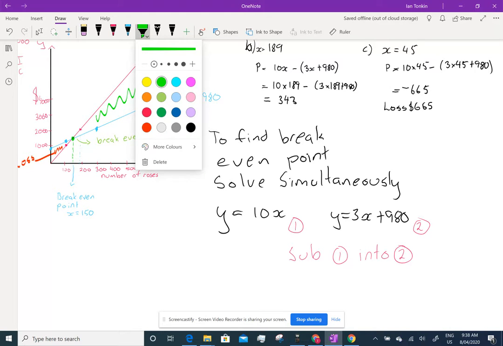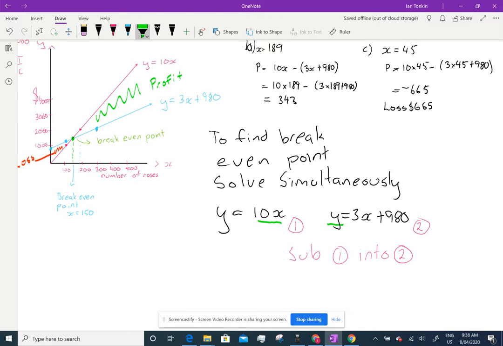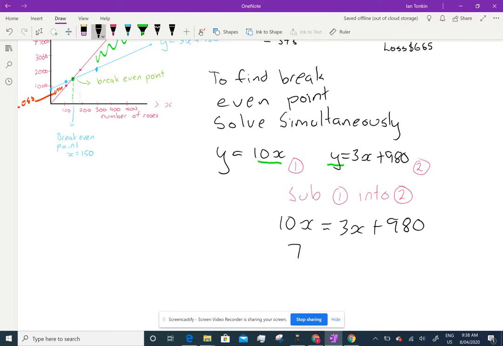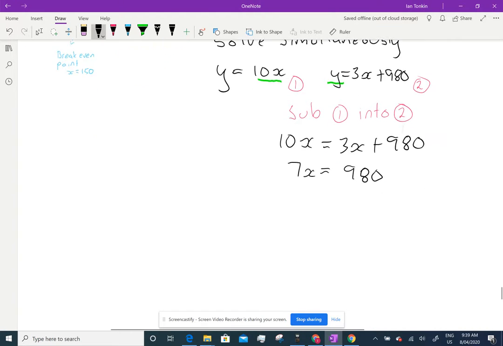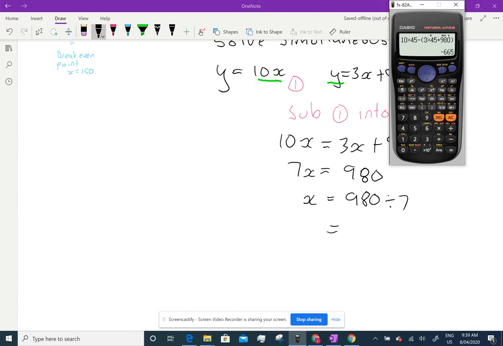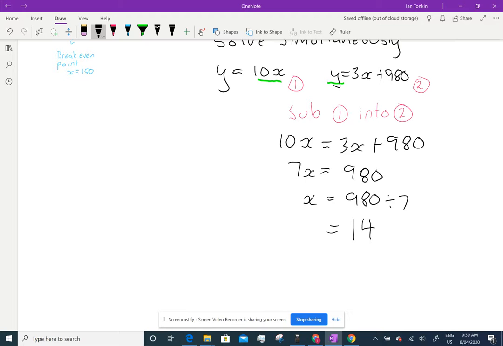everywhere there is a y, I'm going to put 10x. I'm going to put 10x there. So 10x equals 3x plus 980. Minus 3x, 7x equals 980. And divide by 7. So 980 divided by 7, 140, which is the correct answer.